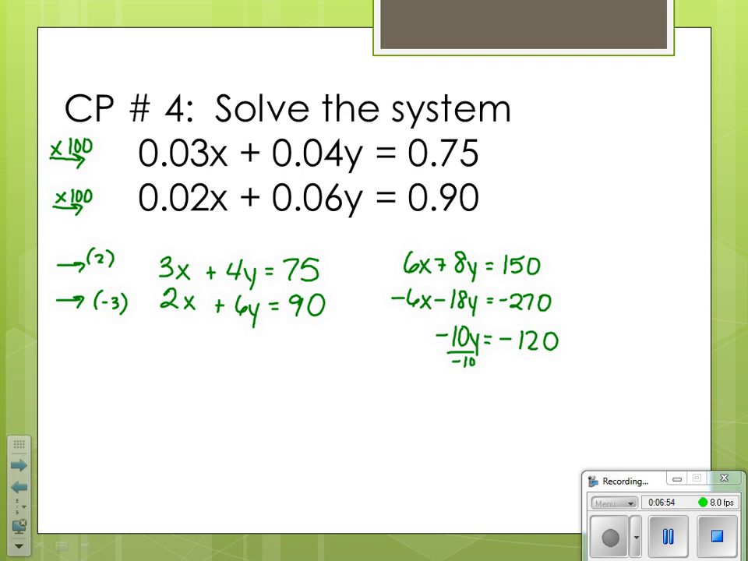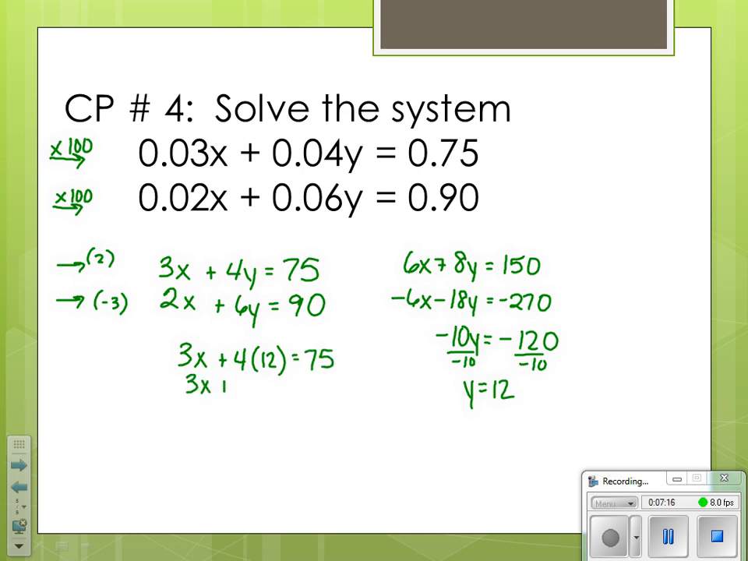Divide by negative 10. So I find a y value of 12 using the system of elimination. Now I can take that 12, plug it into either of these two equations over here and find my x value. I'm going to go ahead and stick with the top. It really doesn't matter.